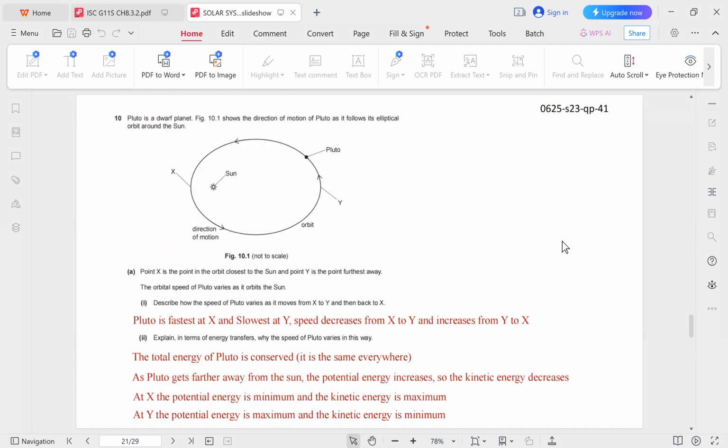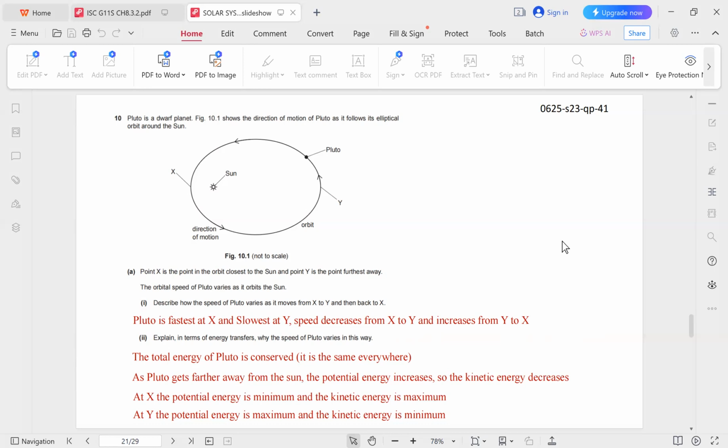Pluto is a dwarf planet. Figure 10.1 shows the direction of motion of Pluto as it follows its elliptical orbit around the Sun. Point X is the point in the orbit closest to the Sun, and point Y is the point furthest away. The orbital speed of Pluto varies as it orbits the Sun. Describe how the speed of Pluto varies as it moves from X to Y and then back to X.